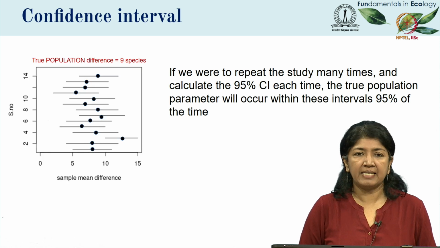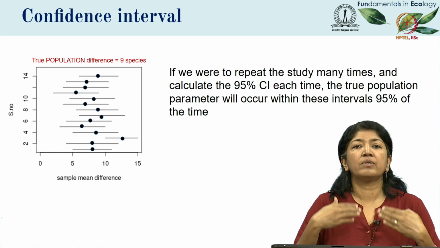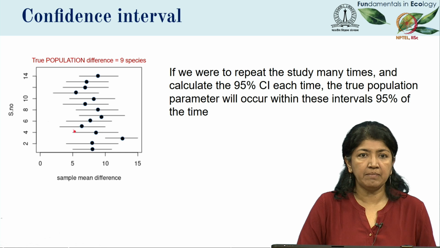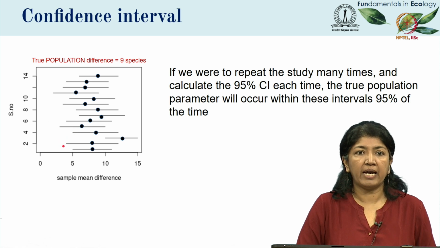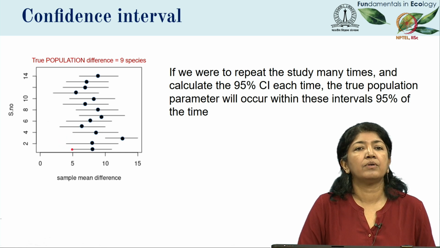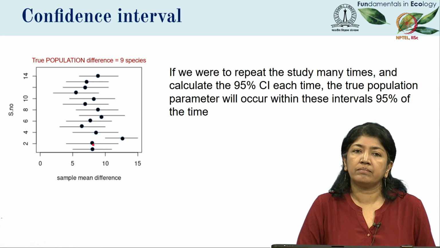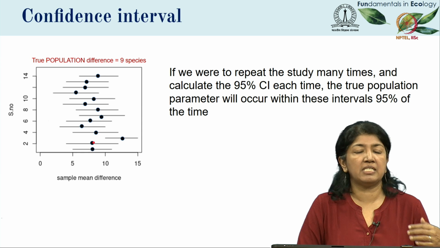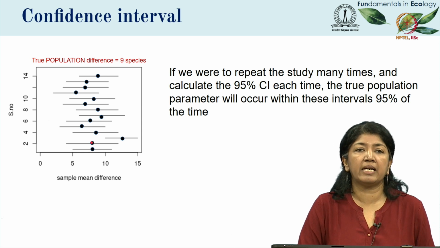Let us visualize this. If we are to carry out the study many times, and I have shown you that. So, the first time you carry out the study, you calculate the sample mean, here it is the mean difference and the confidence interval. Second time you have a different data set, it is from the same population, but just because of sampling you get a different data set, different mean difference, different confidence interval and so on.